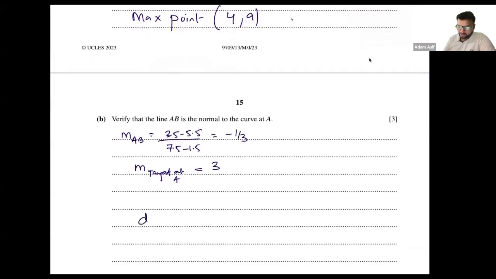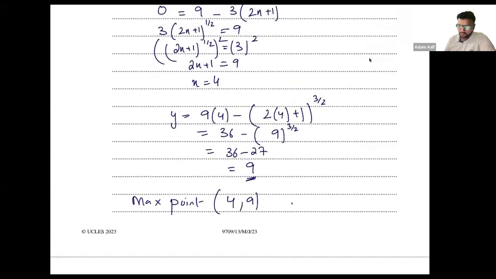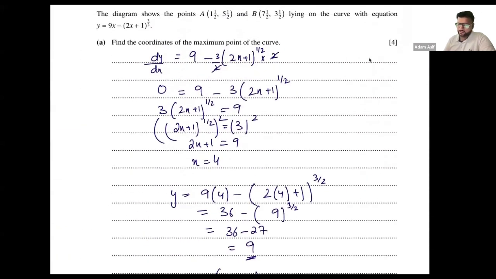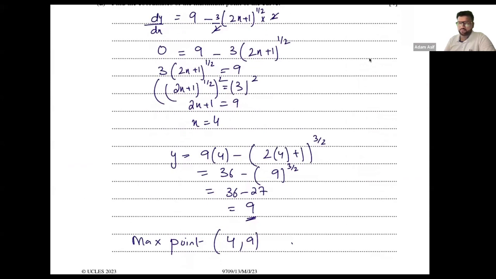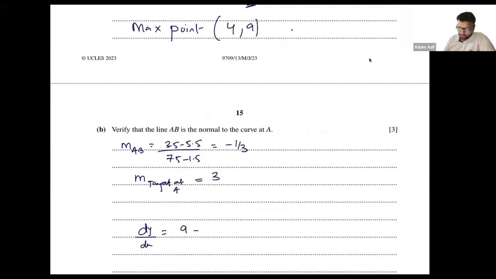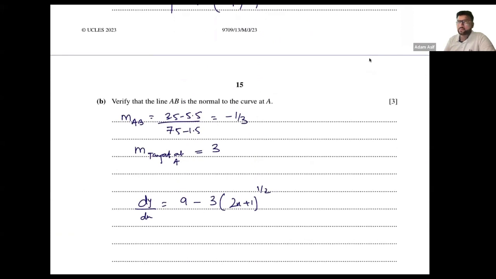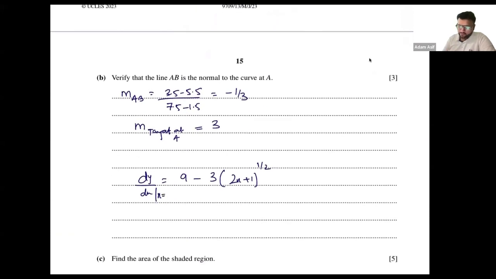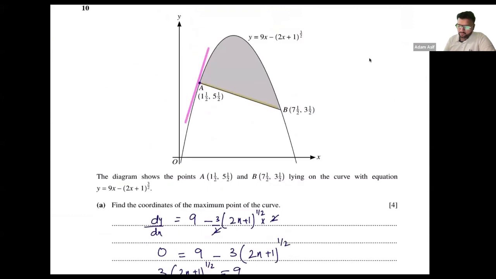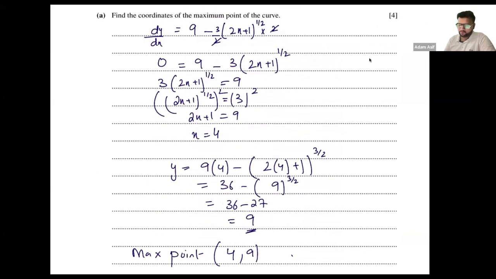So we have the dy by dx function from the first part, that is 9 minus 3 times (2x plus 1) to the power of half. Over here we are going to plug in x as 1.5, because we want to find the value of the gradient of the tangent at point A. So we plug in the x coordinate of point A, 1.5.